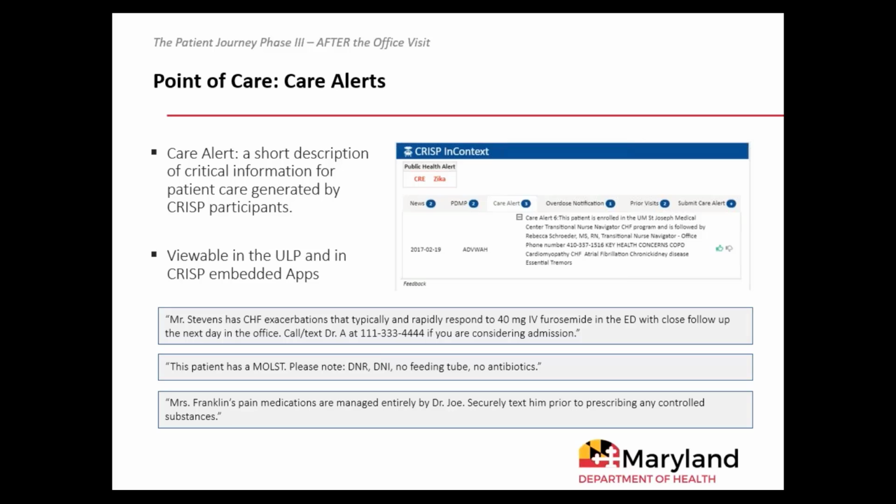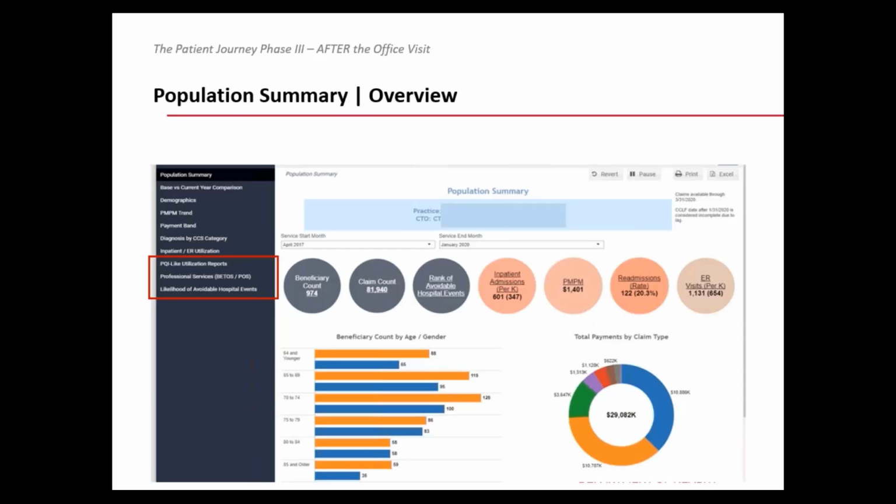Everyone should already be assigned a practice coach from the state. Please work with your practice coach if you need to get in contact with your CRISP representative to help you make sure you set this up. Also, in the MDPCP reports, you have the population summary overview.